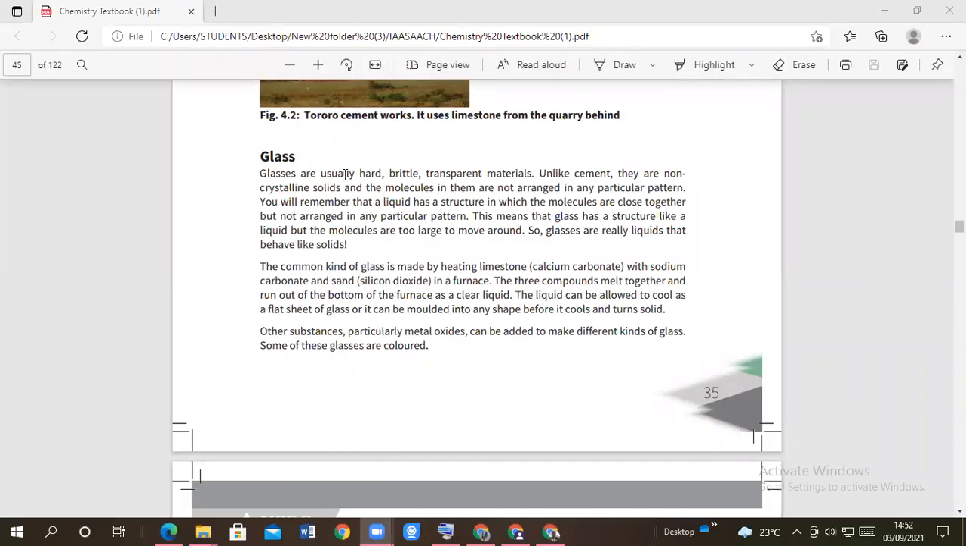Glass is usually hard, brittle, and transparent. Brittle, we said, is hard, but it breaks what? Easily. Unlike cement, they are non-crystalline solids.